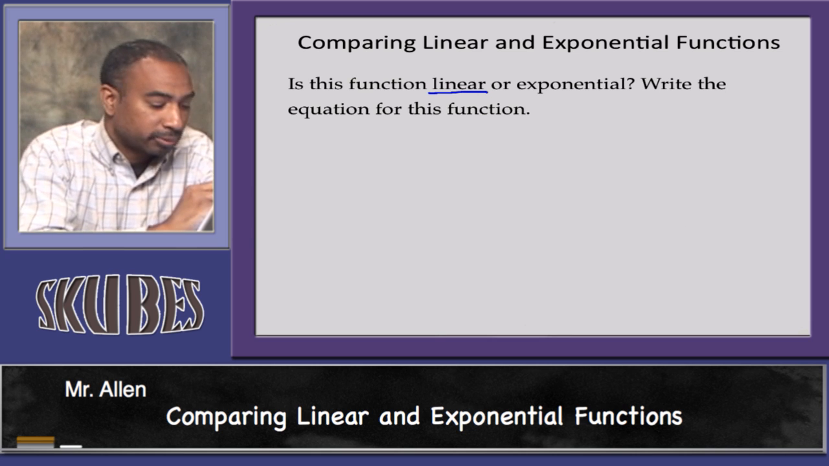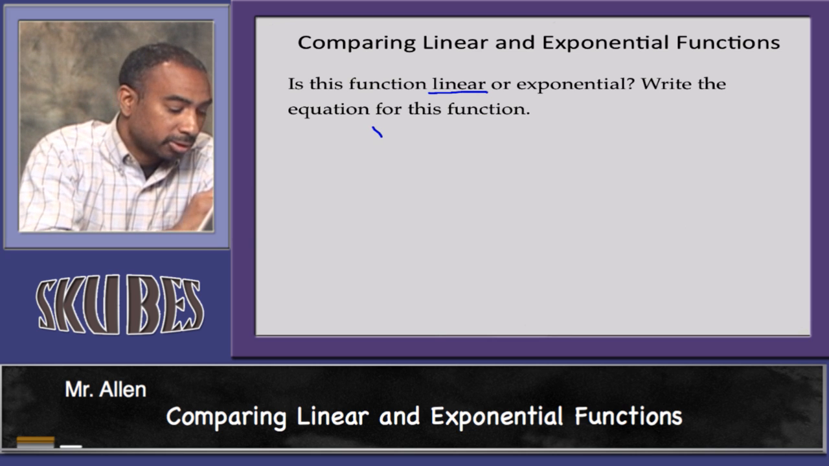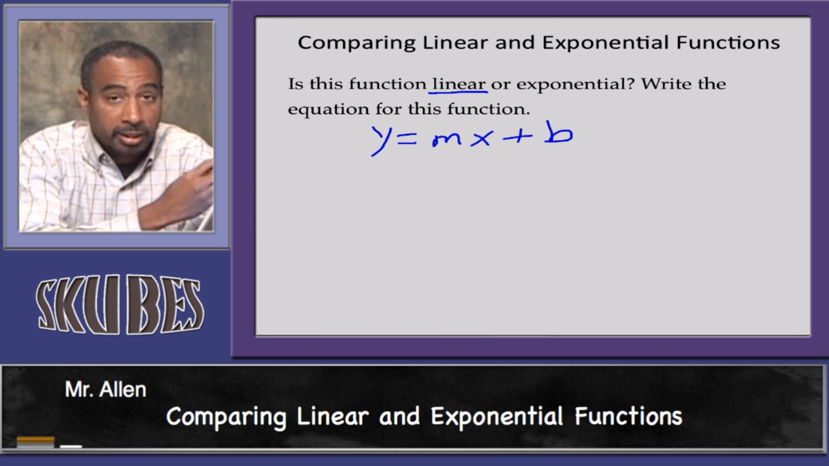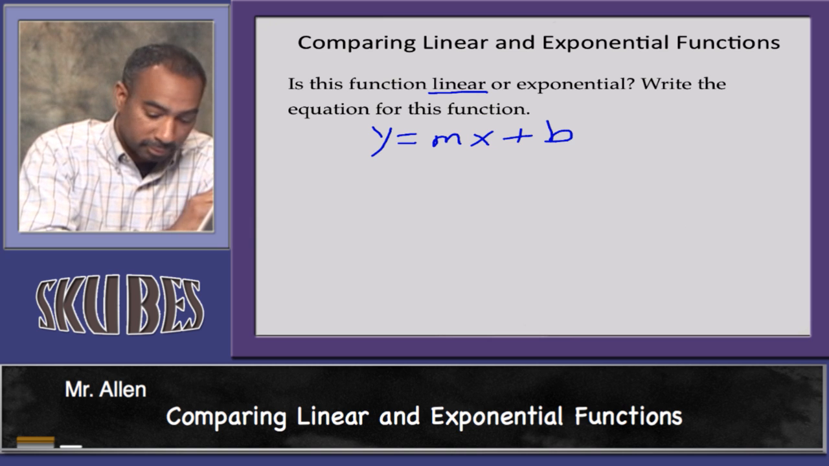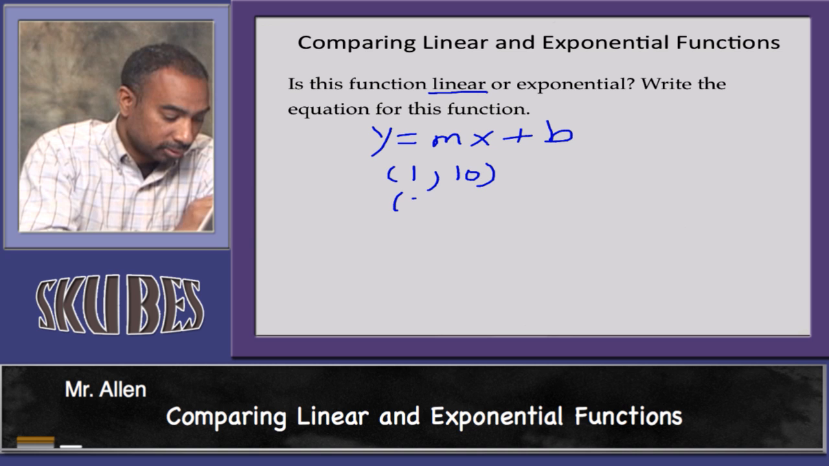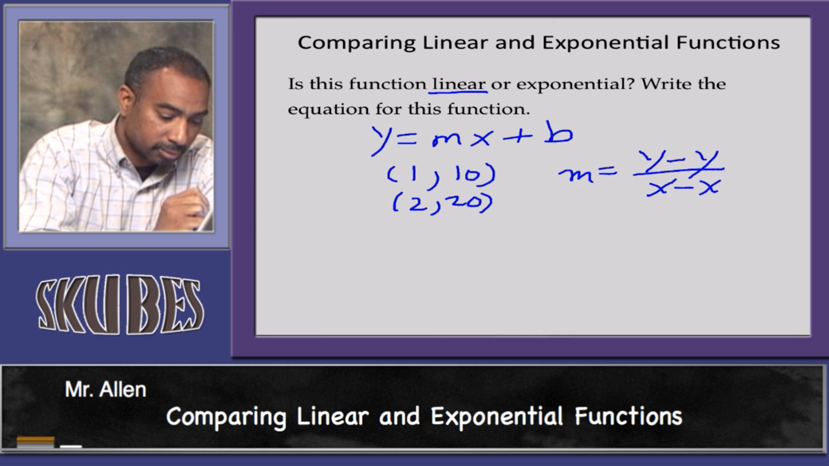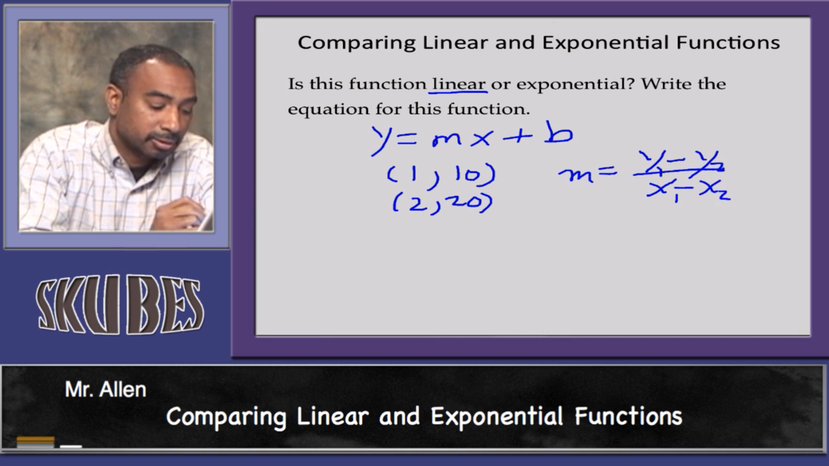And it says write the equation for this function. So we know in general, a linear function has y equals mx plus b. And if you take any 2 points, you can just find the slope. Let's say I take 1, 10 and 2, 20. Then if I get the slope, that's going to be the difference in y divided by the difference in x. But be careful of the way you subtract because you have to stay consistent.